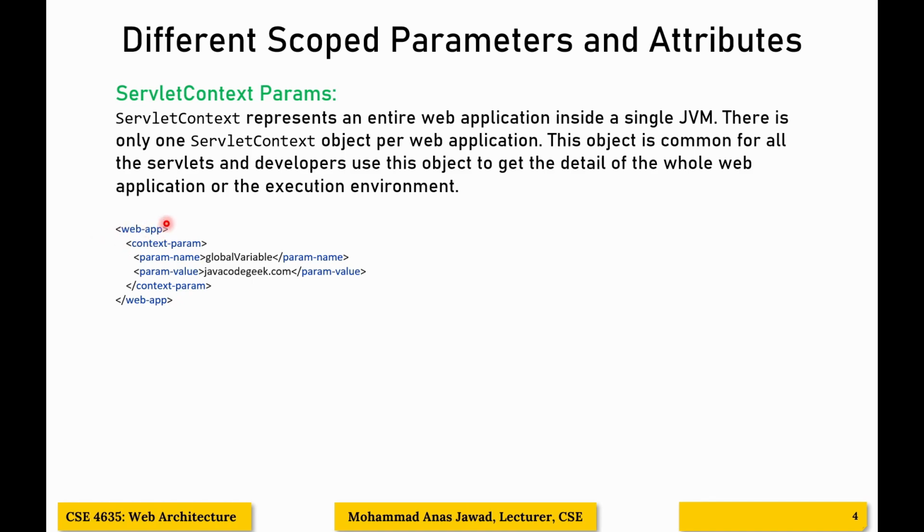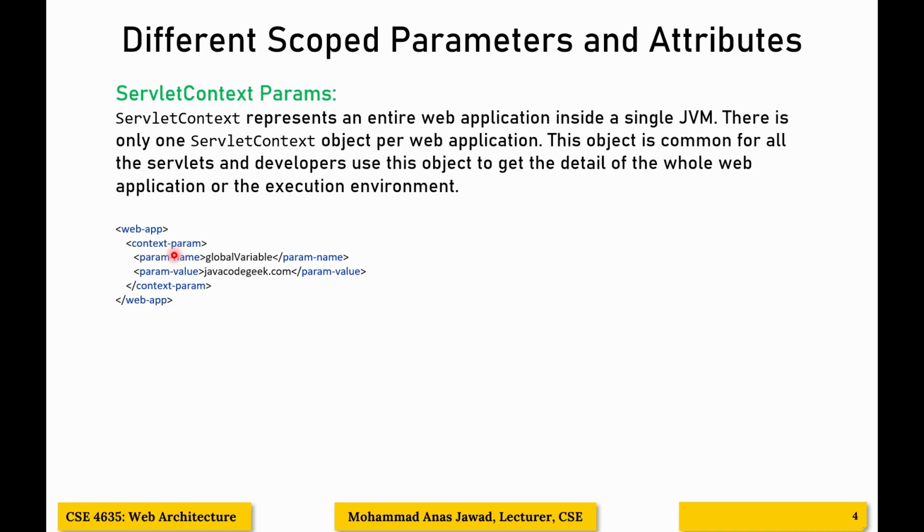But in case of servlet config parameters, we would have defined these initialization parameters under a specific servlet. So from this, we understand that context parameters are accessible to all the servlets inside your web application, but config parameters are only accessible to the servlets under which those parameters have been defined.